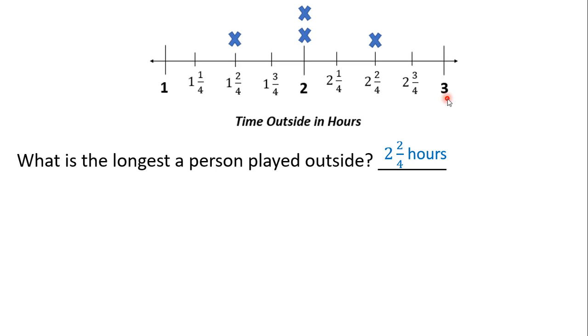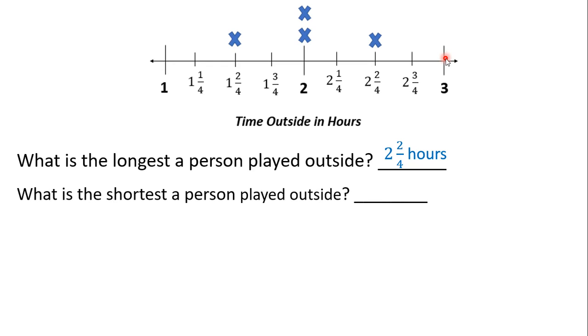Although 3 is a bigger number, there are no x's above it, meaning no one played outside for that amount of time. What is the shortest a person played outside for? So now we're going to look for the smallest number with at least one x above it, and that would be 1 2/4 hours.